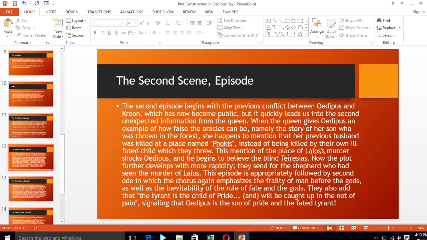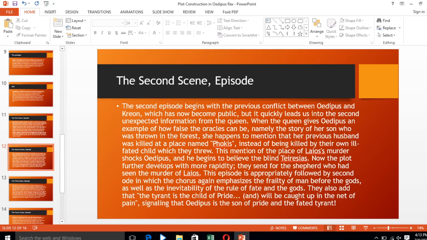Then we have the second scene, and the second scene begins with the previous conflict between Oedipus and Creon, which has now become public, but it quickly leads us into a second piece of unexpected information from the queen, when the queen gives Oedipus an example of how false the oracles can be, namely the story of her son who was thrown in the forest, in the mountains.